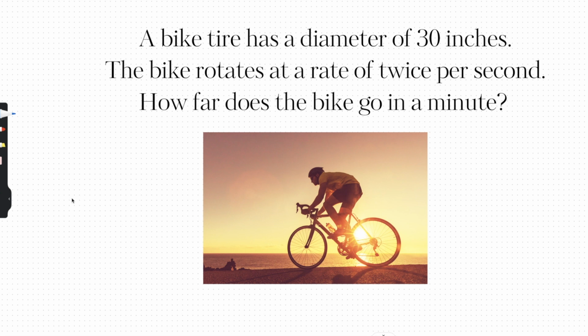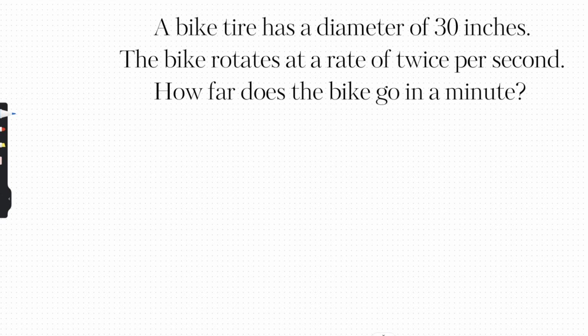All right. So again, we know that the diameter, so from say here to here, is 30 inches. So what we have to do is first figure out what the circumference of the tire is, right? So again, we're going to use the formula C equals pi times d. And when I do pi, which is 3.14, times our diameter, we know that the circumference is going to be 94.2 inches.